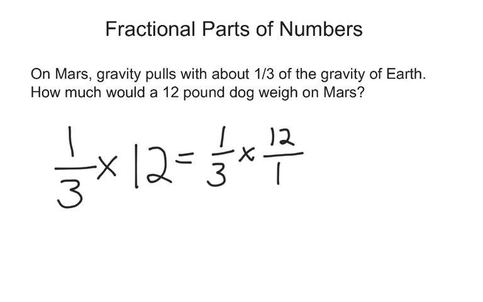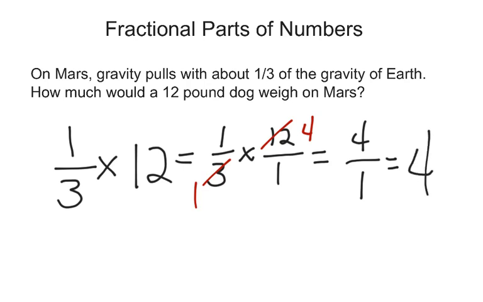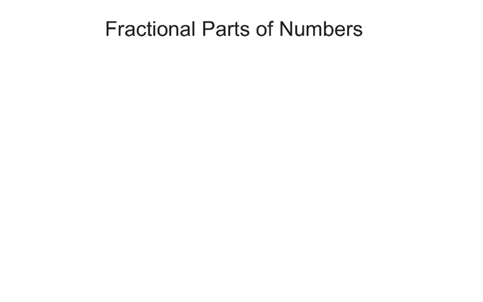Look for any ways to reduce, and I can see I can do that diagonally with 12 and 3. They both have 3 in common. 3 divided by 3 is 1. 12 divided by 3 is 4. Now I just multiply. The numerators, 1 times 4 is 4. And the denominators, 1 times 1 is 1. Put 4 over 1 in lowest terms, or the easiest way of saying it is just 4. Now I go back to my original problem. It says, how much would a 12-pound dog weigh on Mars? Well, the answer would be 4, and then I would have to put my label, 4 pounds.